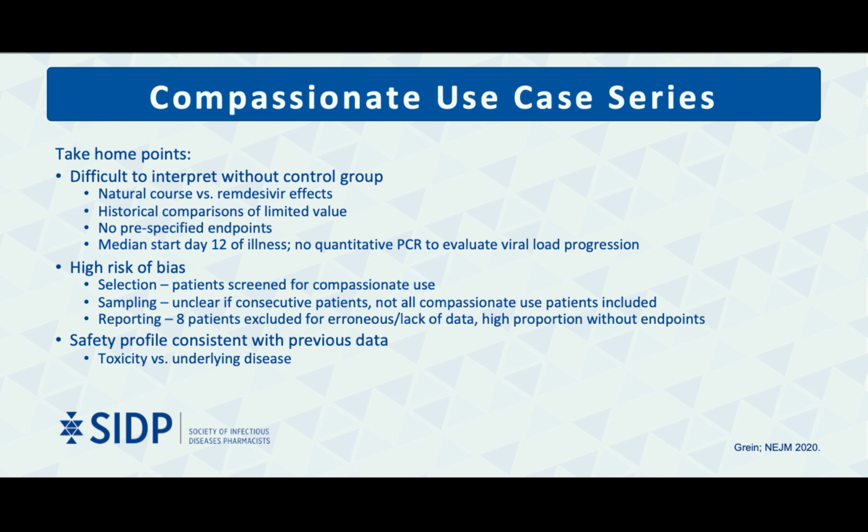So what can we take away from this report? Well, as many others have already stated, it's very difficult to interpret these data in the absence of a control group. It is unclear if the trajectory of clinical progression was due to the effects of Remdesivir or just the natural course of disease. The authors did mention a few historical cohorts to contrast outcomes, but such comparisons can be flawed due to heterogeneity in patient characteristics, standard of care provided, and also the knowledge available for treating COVID, since our understanding of this disease is rapidly evolving.